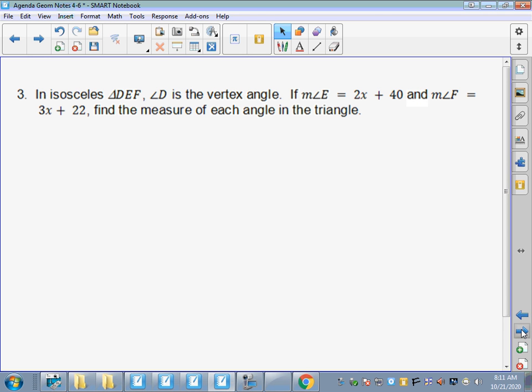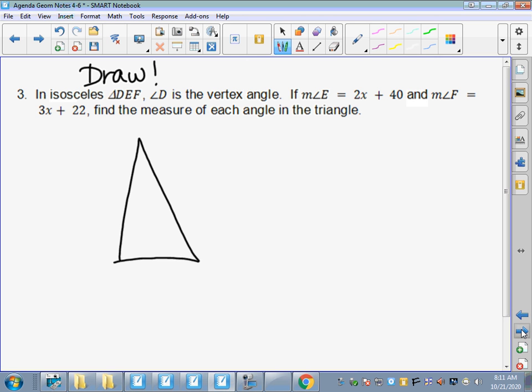So the first thing, if you don't know me yet, I'm going to need to draw a triangle. So make sure you draw if you have a word problem. I need a diagram. So isosceles triangle DEF. Ooh, better not label that yet. D is the vertex angle. It is telling you something about how you have to label the D, E, and F.